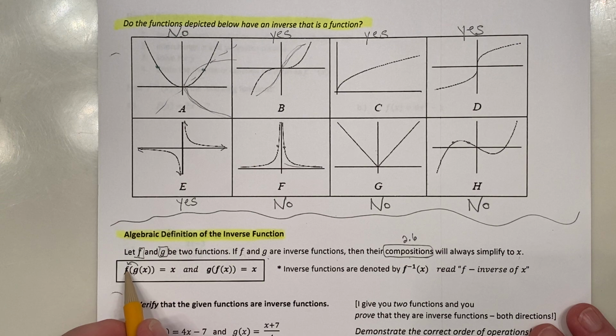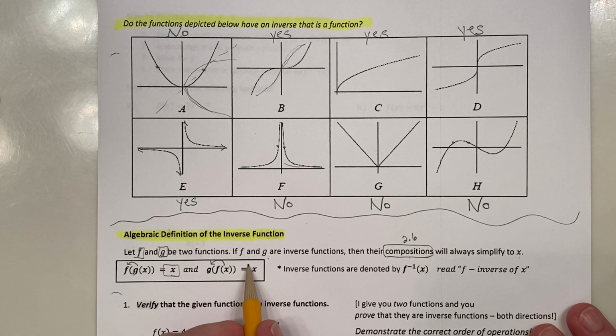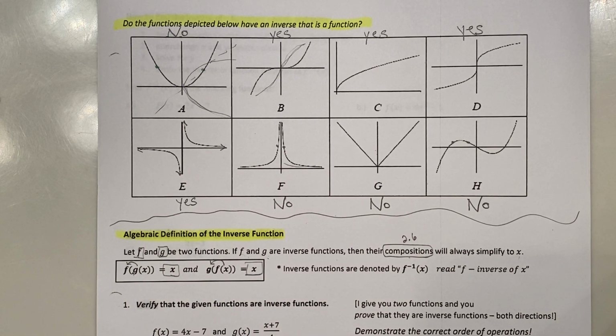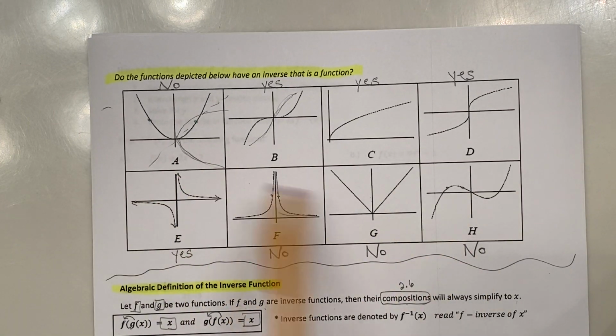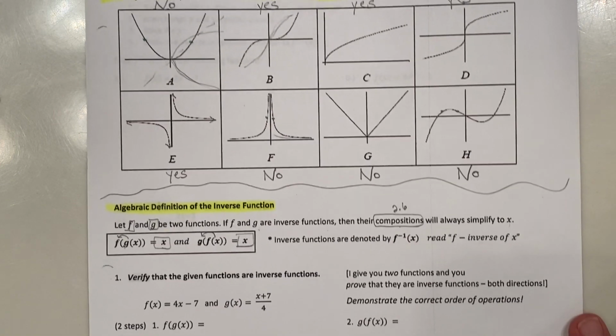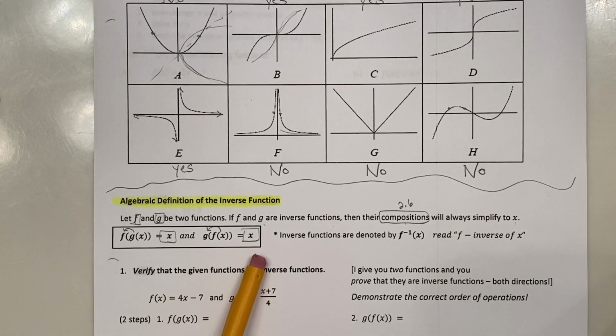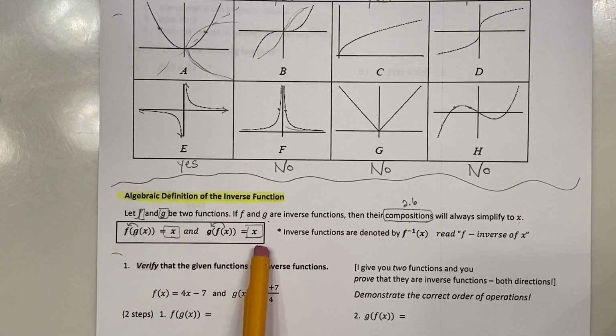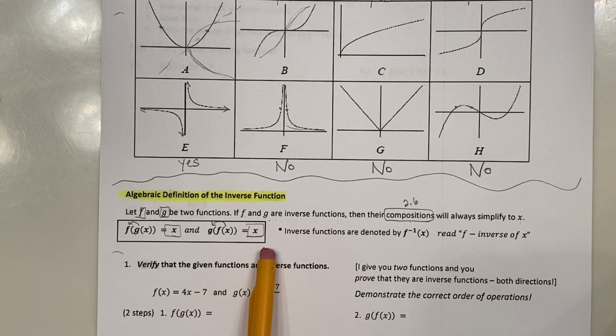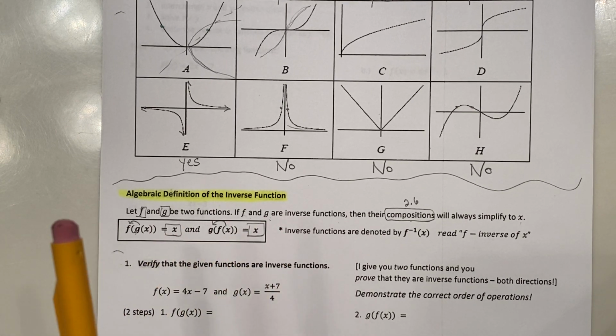If I were to put g inside of f and then do a lot of cleanup, if I get x, that's a good start. I'm halfway there. But I also have to go the other way and put the f equation inside g, and do the cleanup. If I also get an x out, then that means that f and g are inverse functions. So if I can't look at a graph to determine if I have inverse functions, but I have equations, if I do these two compositions and clean them both up, and get the same answer of x, not negative x or 2x, just x, then I know that f and g are inverses.